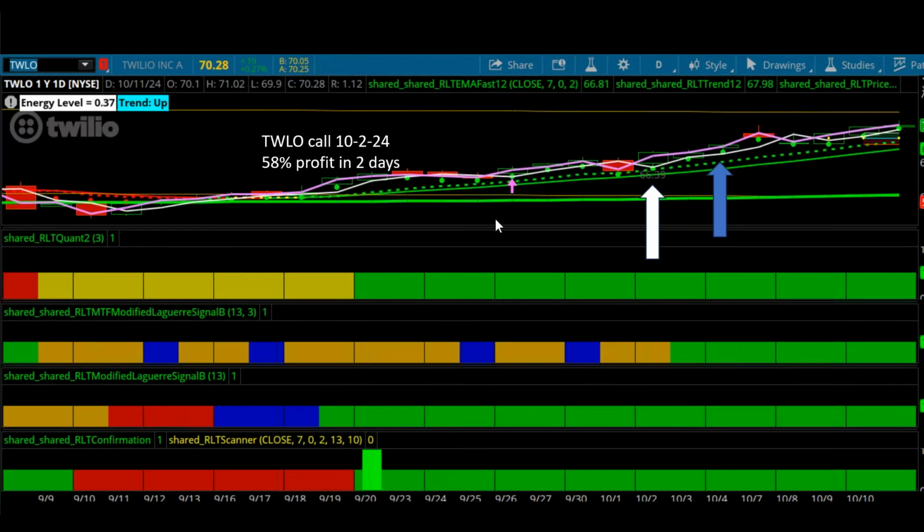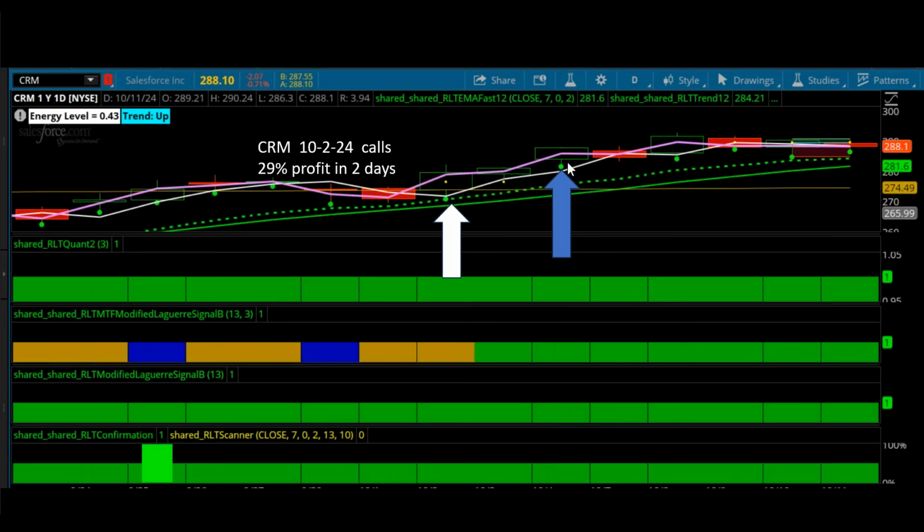CRM, same thing. Same kind of a scenario. It's yellow here, but it's green here. So I take it, looking for a break. I get a break. I'm out 29% profit in 2 days.